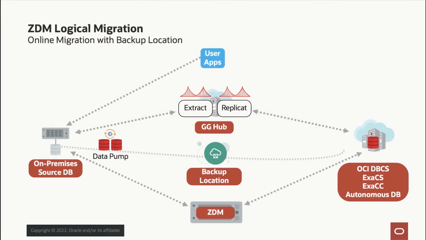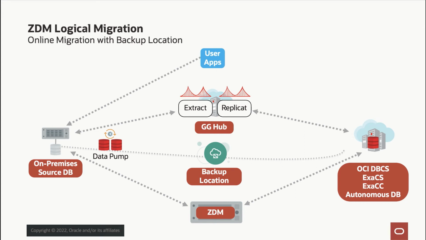Here we have an overall diagram of how ZDM logical online migration with the backup location would work. So let's see each one of the components. We have the ZDM service node. We have then the on-premises source database and the target database in the cloud. ZDM connects to both, of course.